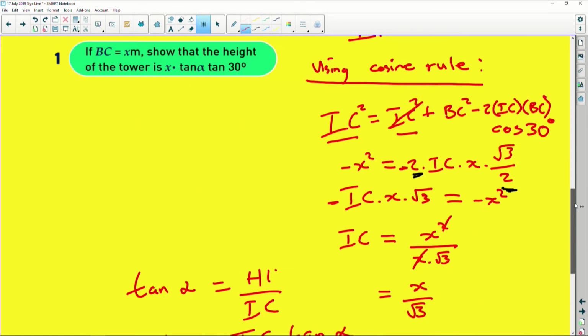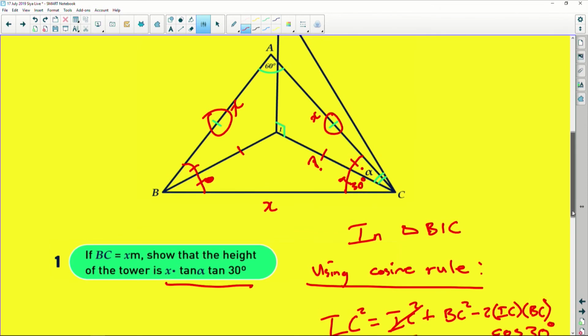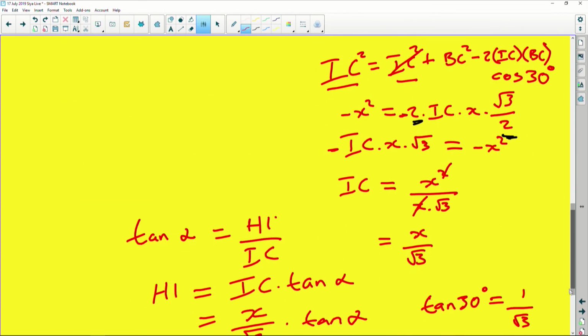Now, going to the question, that's what they wanted us to find. So do you see what they are trying to say there? That's one thing that you need to do. And that's what the question was all about. What they wanted us to do was to find the height.